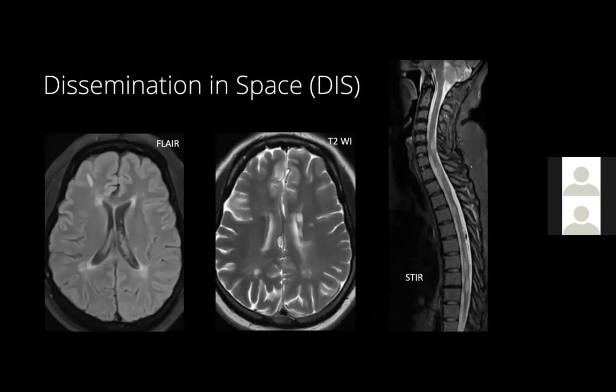Similarly, dissemination in space is another concept that is important. These lesions are scattered in the CNS in different locations. For example, here it is in the juxtacortical white matter, here it is in the periventricular white matter, and here it is in the spinal cord. So this dissemination in time and space concept is important to understand the diagnostic criteria, and I'll talk about it in the next few slides, inshallah.